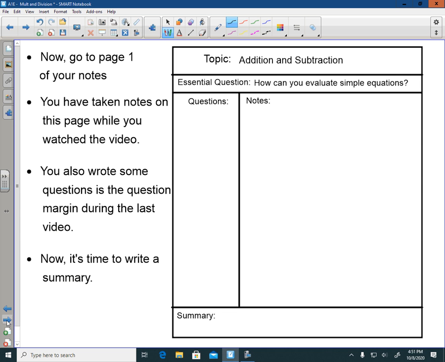But before we actually get to the math lesson, I cannot stress to you enough the importance of taking notes. Because you're going to be getting a lot of information and you're going to want to be able to look that information up. So this is a recreation of page 1 of your notes. Two videos ago you took notes on addition and subtraction, and the essential question was how can you evaluate simple equations, and you took notes in this space right here.